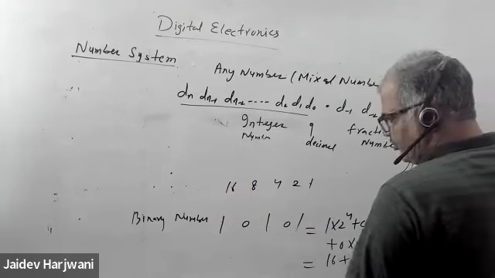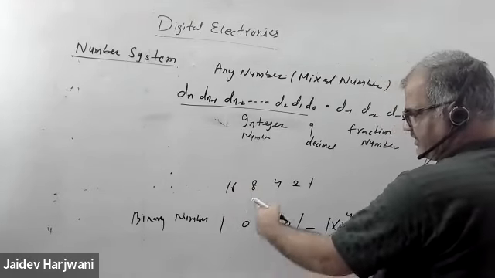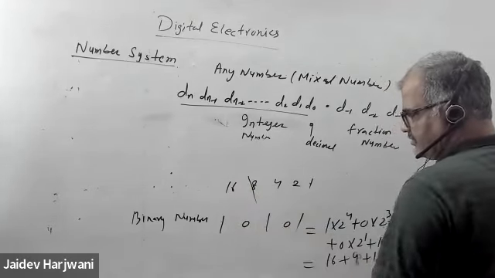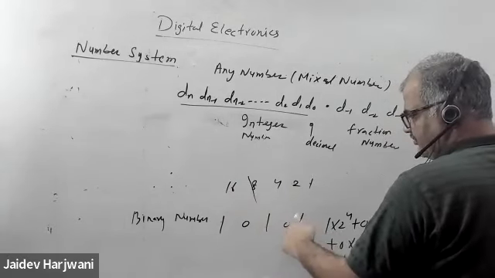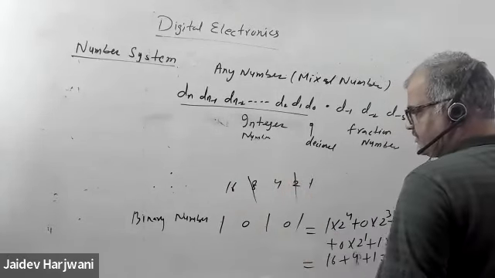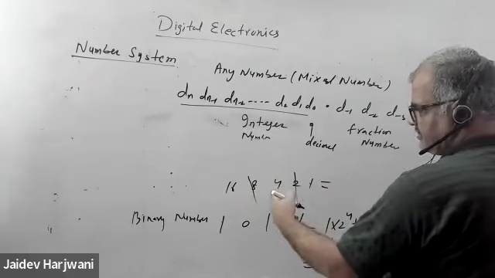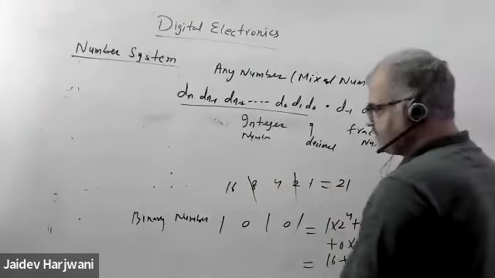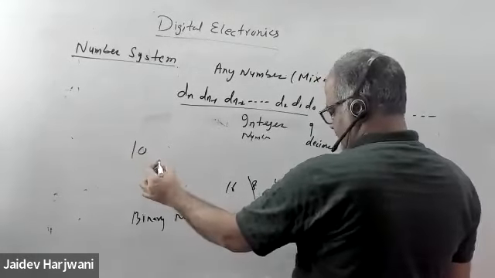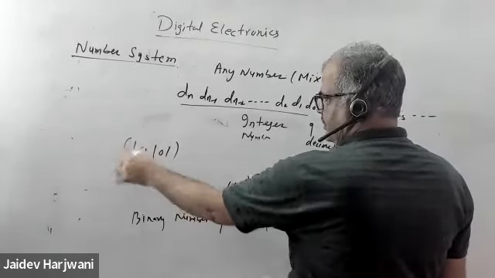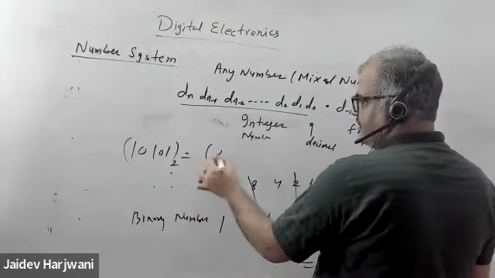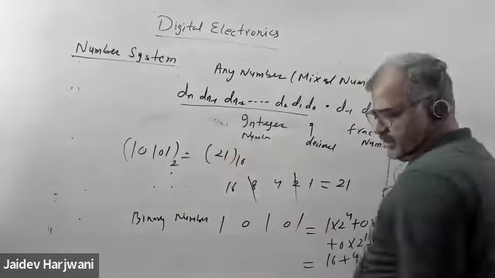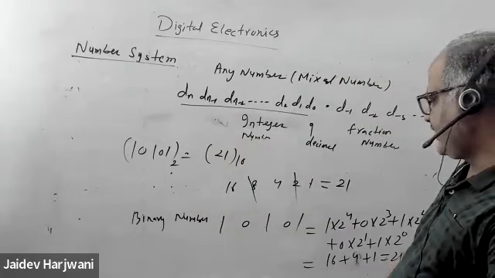Okay, now you have to multiply this number. Wherever there is a 0, you cut that number. This weight has a 0, 0 multiplied by 0, so cut this one. The remaining you just add: 16 plus 4 plus 1, 21. So the decimal equivalent of this binary number 0 1 1 0 1 is just 21. In this way you can write any number.